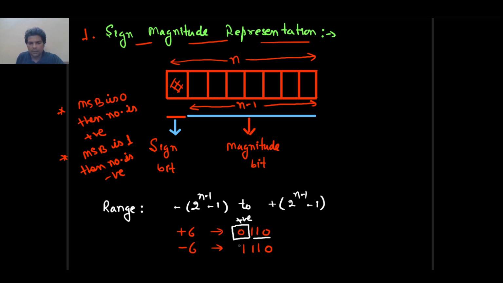For minus 6, this MSB is 1, so that means this number is negative, and the rest of the bits are used to represent the magnitude. This magnitude is 6, and the minus sign is there. So this is minus 6. So in sign magnitude representation, a positive number is represented by simply MSB 0, and a negative number is represented by simply MSB 1.